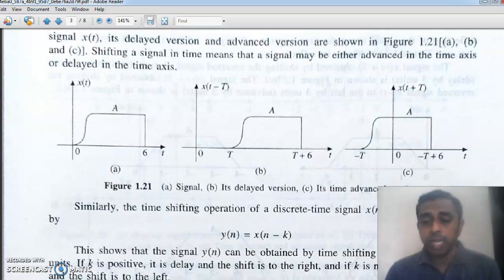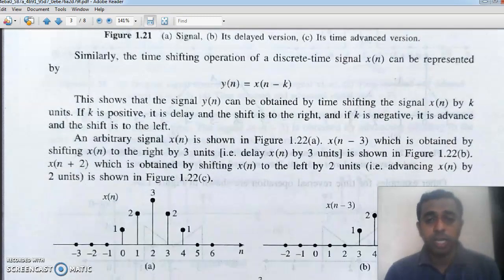Now similarly that is applicable for digital signals also. That is, I can delay the samples of a digital sequence by k samples or advance by k samples. We will see that immediately in the next class.